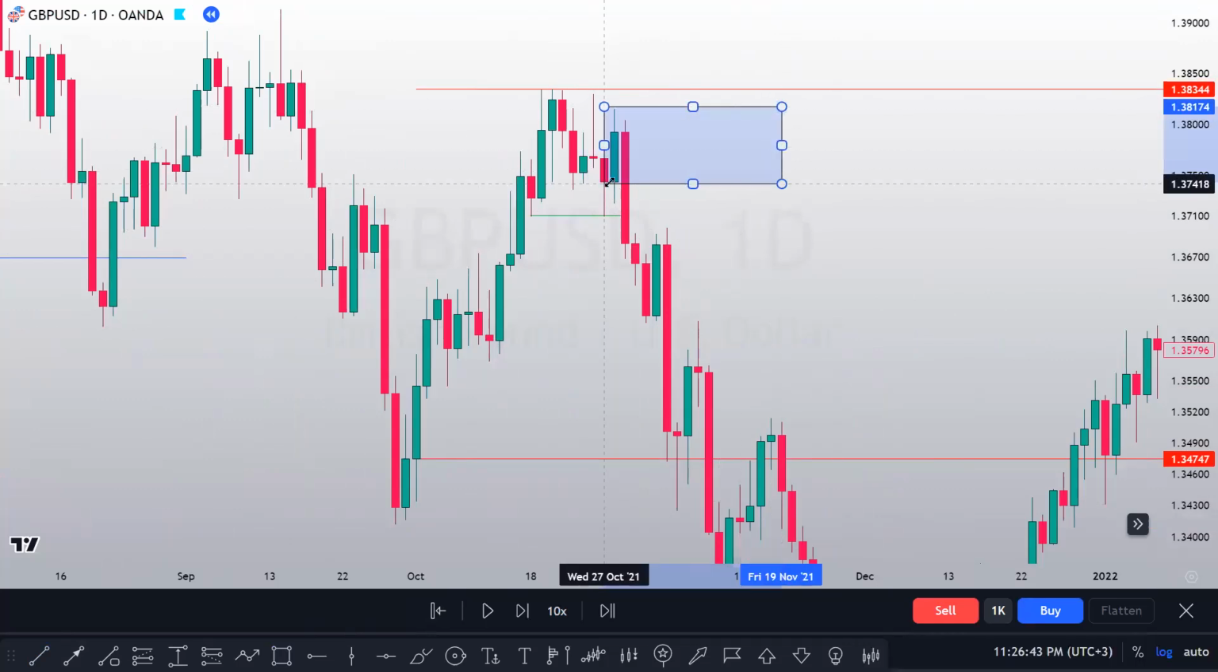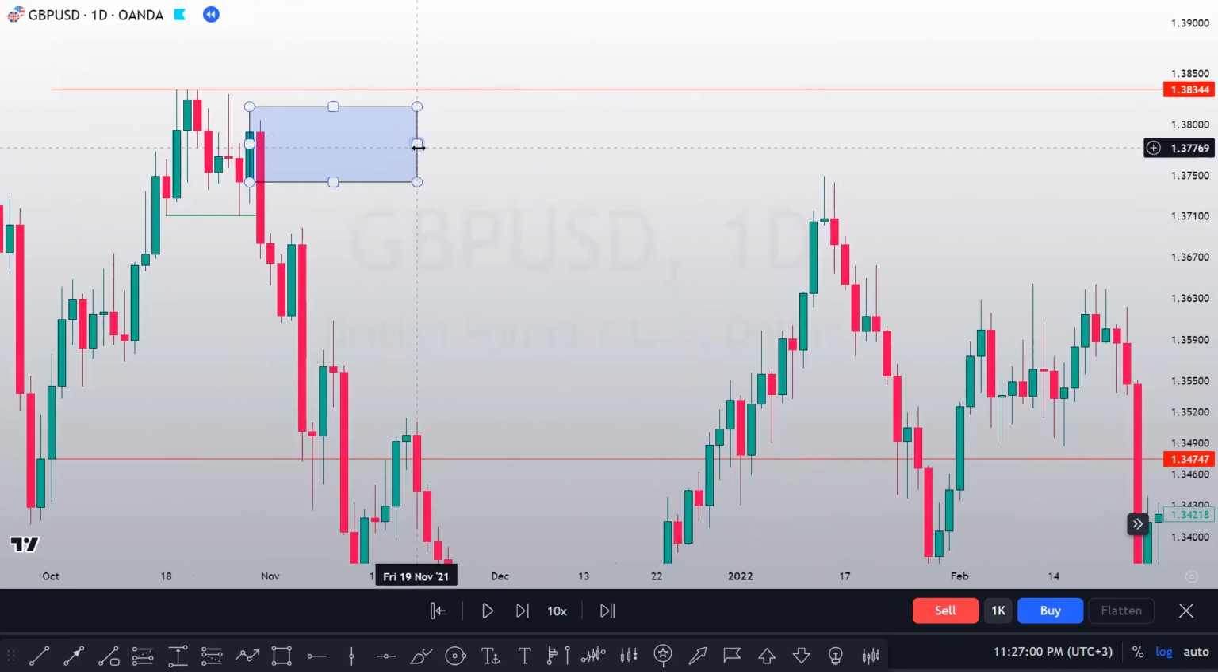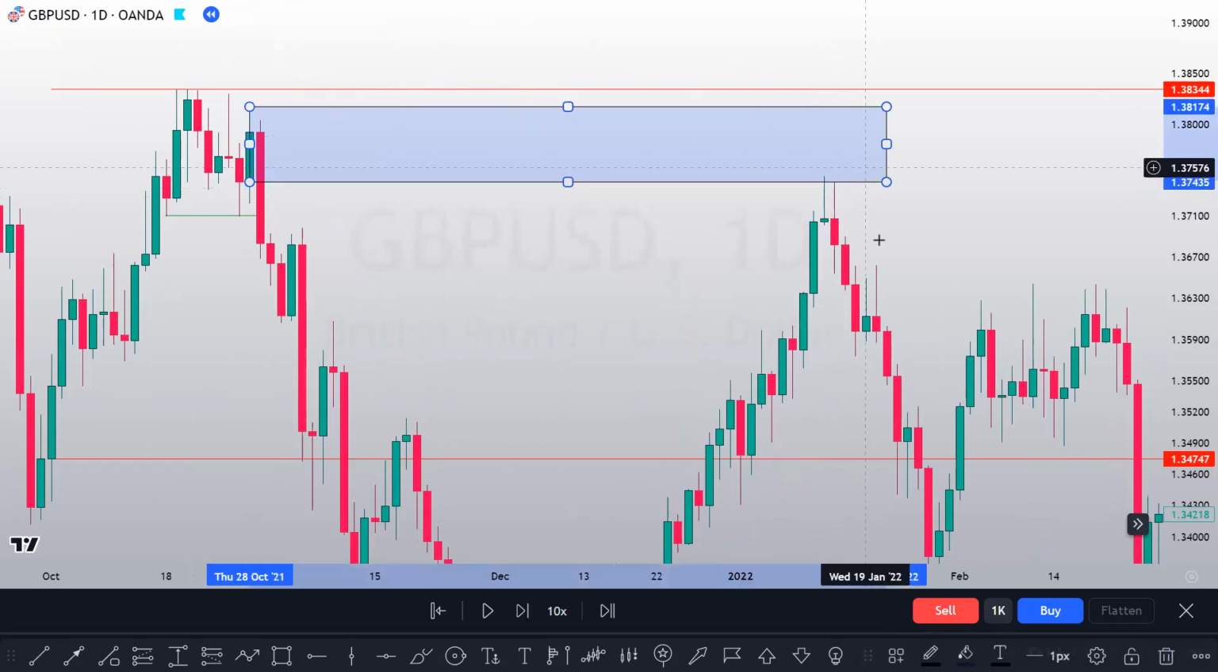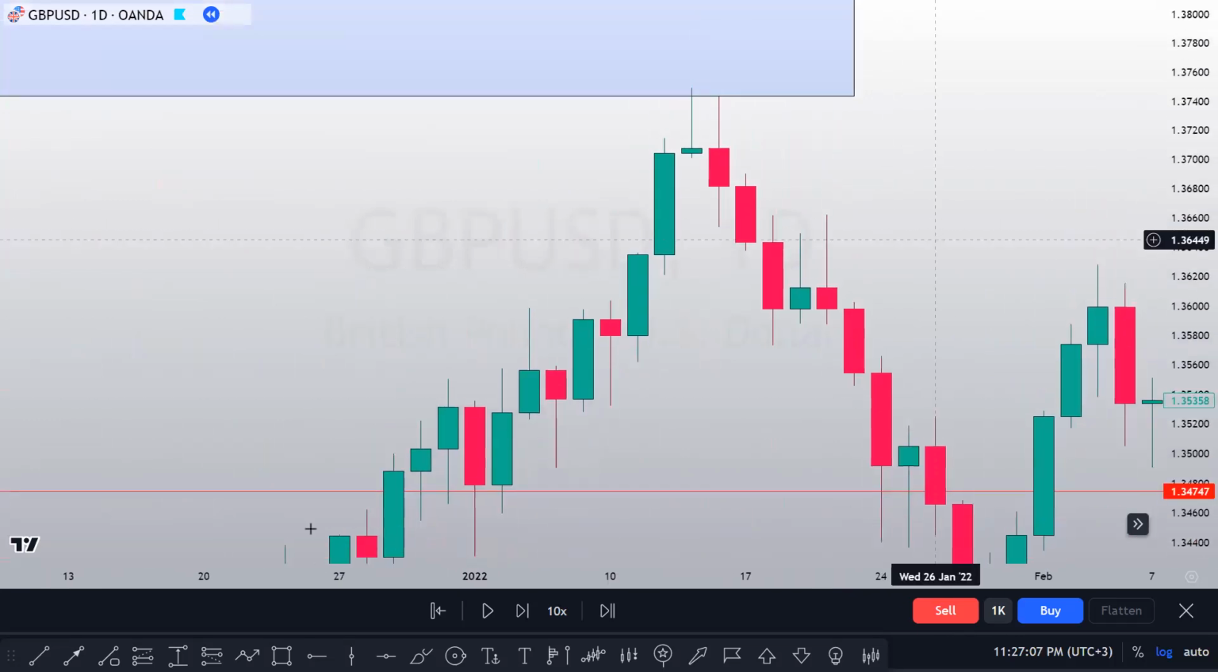This one was my inside formation. What I have to do right now is wait for the price to come and tap this inside formation. Then the market has to shift again, just like it did right here. Later on, the market came and tapped this exact point. Then the market performed a shift again, as you can see on this exact point.